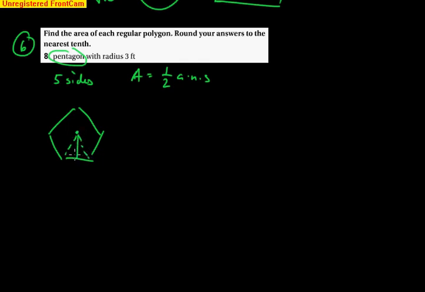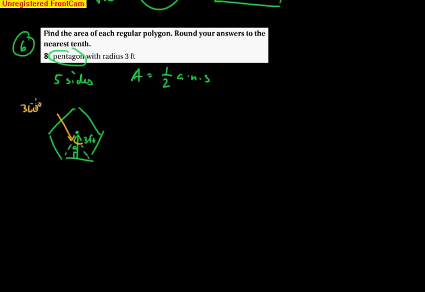There's my triangle. I'll draw down my apothem. And I'll label my radius as 3 feet. Okay, so first thing I need is the central angle. I need this angle all the way across here. Well, how do I get that?